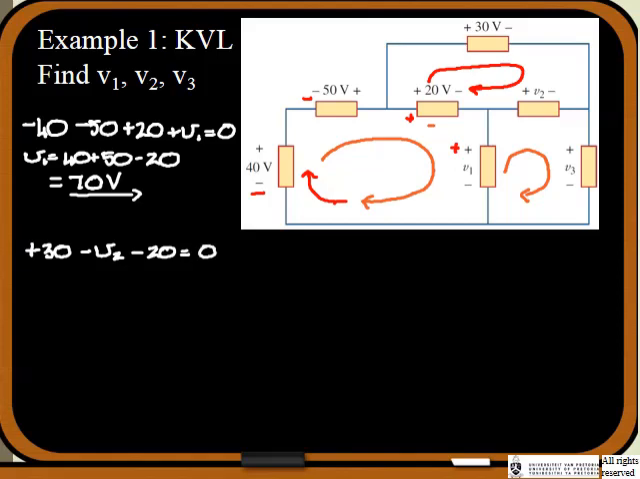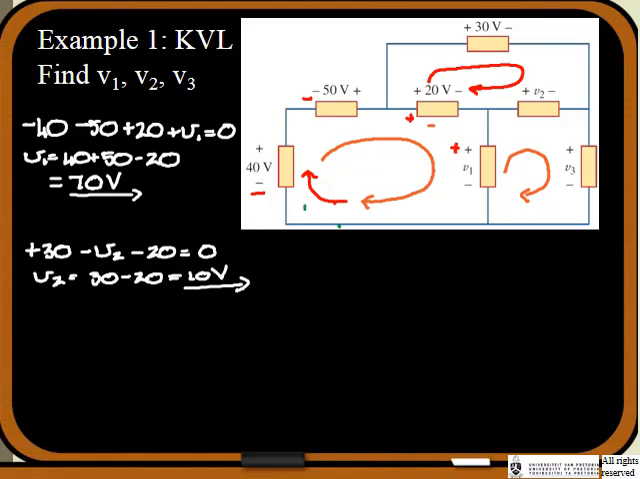In other words, what does V2 equal? V2 must equal the 30 volts minus 20, and that's going to equal 10 volts. So there's my next answer. Then the last variable that I want is V3. So what loop has only V3 as an unknown? Now you need to think big.